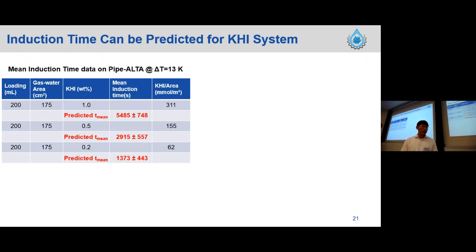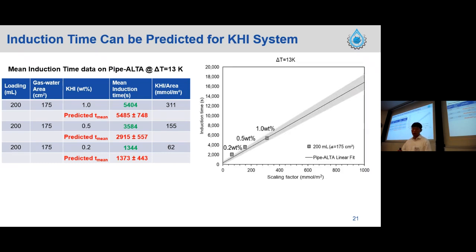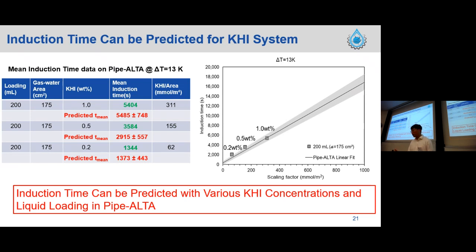And then the result of what we actually measured for induction time, boom, is shown here in green font. The numbers for the 3 different cases are within the uncertainty bar and agree with the prediction very well. If I show that result graphically, you can see that the 3 points are within the uncertainty bound and align with that linear fit, or the prediction line, as well. So here, the induction time can be predicted with various KHI concentrations and liquid loadings in pipe alta.